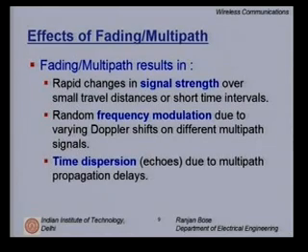Time dispersions due to multipath propagation delay occur. That is, if you send, say, a narrow pulse, what you receive is not a narrow pulse but several copies of the pulse. This is clearly evident in ultra wideband systems, where we use very narrow pulses for propagation.